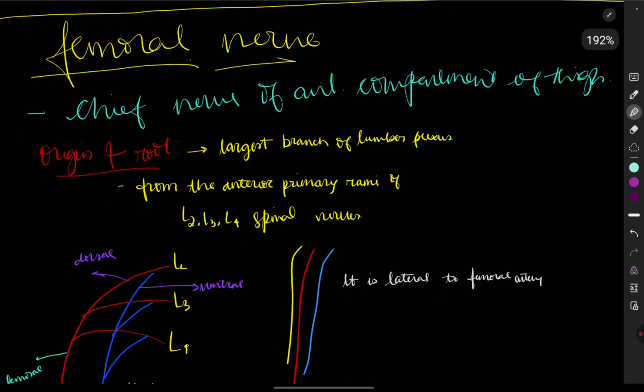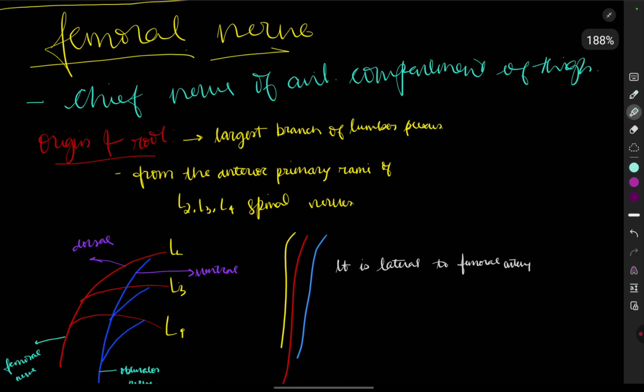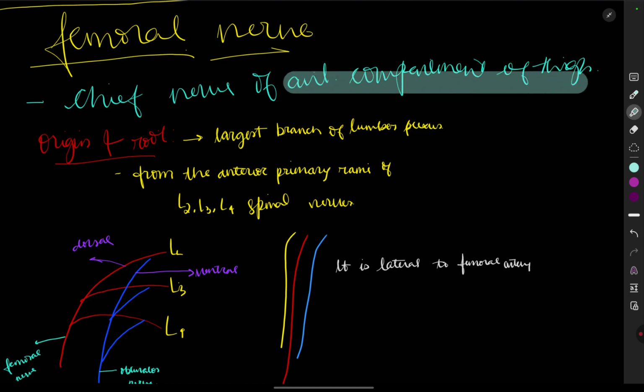We are studying the femoral nerve. Okay, femoral nerve definition: it is the chief nerve of the anterior compartment of thigh. It is very important, a nerve that supplies all the muscles of the anterior compartment, like the sartorius, quadriceps femoris, the articularis genus muscle, and all the four muscles of the quadriceps femoris muscle. All muscles of the anterior compartment of the thigh are supplied by the femoral nerve.